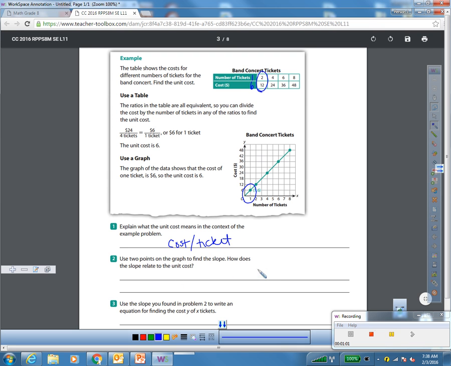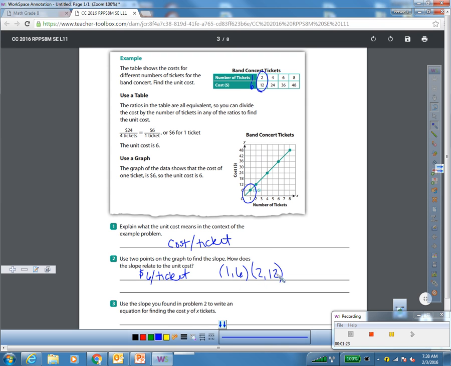And next we want to use 2 points on the graph to find the slope. And how does the slope relate to the unit cost? Well, the slope is the unit cost, so it's $6 per ticket. And if you pick 2 points, for example, I'll pick (1, 6), and this is what we did on our string yesterday, and let's pick (2, 12).